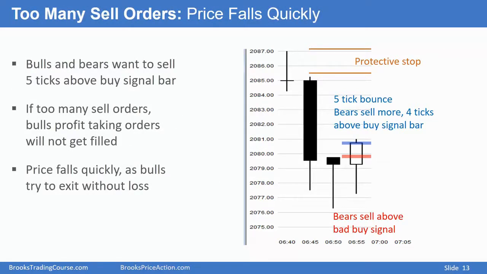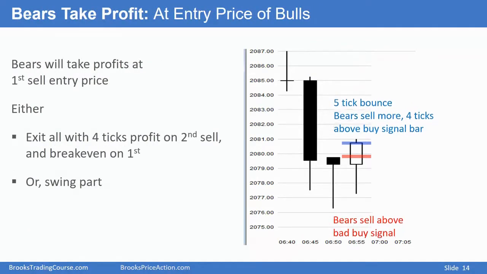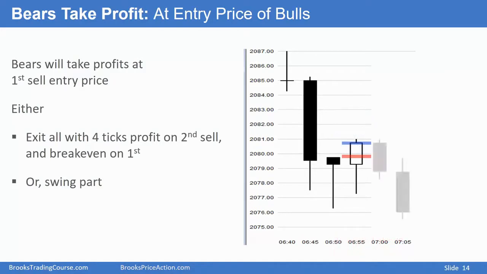So bulls and bears are both selling there. The bears are selling, betting that it's a weak buy signal, and the bulls are selling there as well. We have a lot of limit orders 4 and 5 ticks above the high of a bad buy signal bar. And that can result in the price falling pretty quickly. Many of these bears, they'll sell the high of this bar and 1 point higher. They'll take profits at their first entry price. So they get out break even on their first sell and with a 1 point profit on their second.